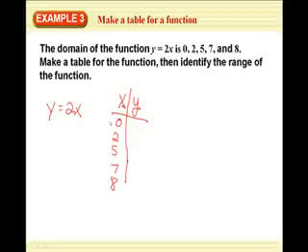So now all I do to find the range is I substitute that into the problem. So 2 times 0 is 0, 2 times 2 is 4, and see, all I'm doing is substituting them in over here and doing the algebra. 5 times 2 is 10, 7 times 2 is 14, 8 times 2 is 16, and then we're good to go. That is my table for the function.